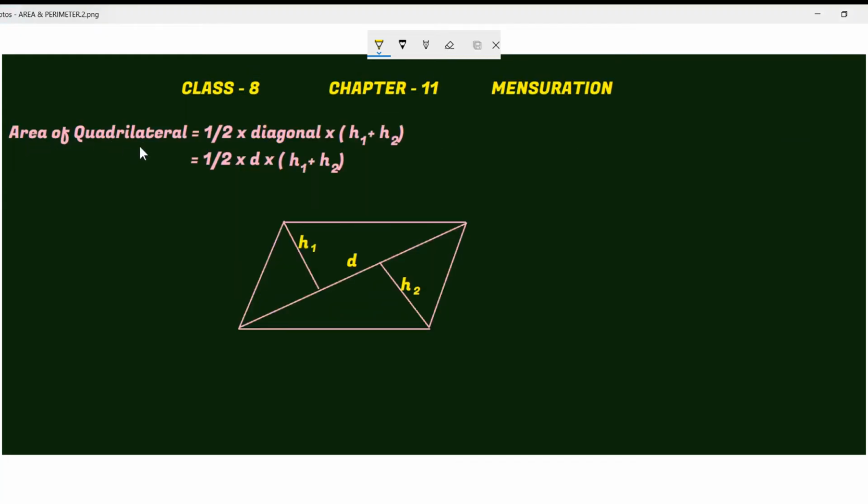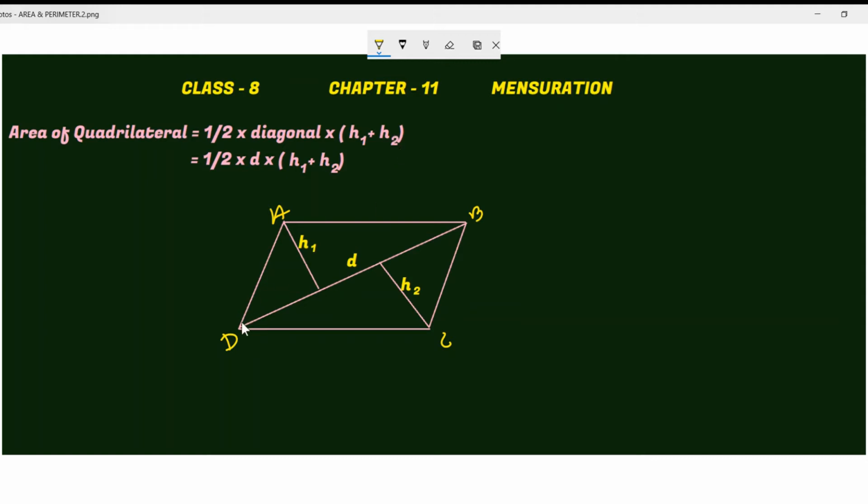Area of quadrilateral. A quadrilateral means a four-sided figure. If you know the diagonal and the two heights of the quadrilateral, then you can find out the area of the given quadrilateral. You can see here, this is the quadrilateral ABCD. The area of the quadrilateral is half into diagonal into H1 plus H2.